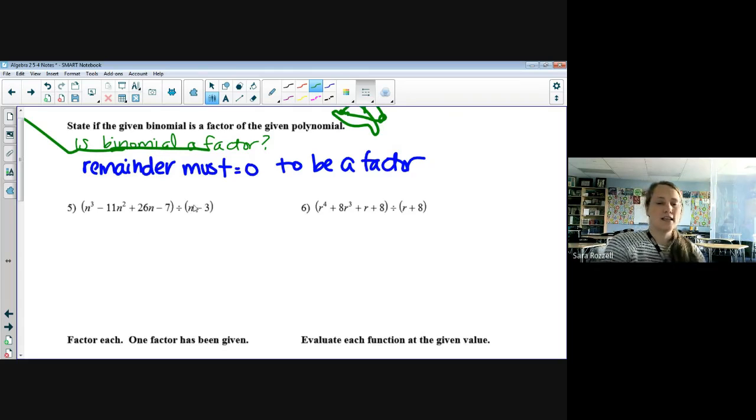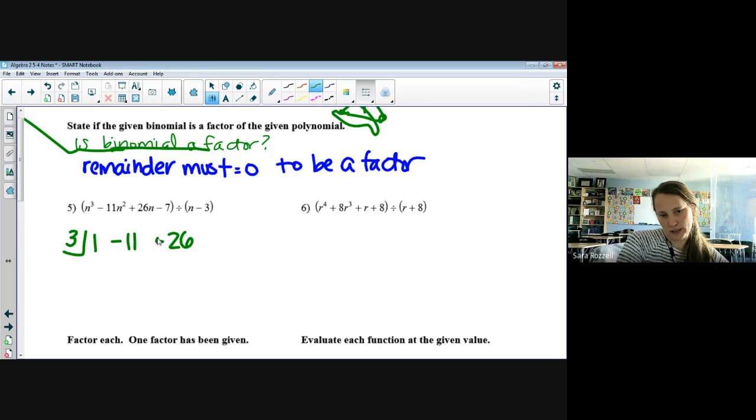So if they say, is n minus 3 a factor of this? We divide and we check and see what the remainder is. So what's going in our box? 3. Do I need any placeholders? 3, 2, 1, nothing. Do I need a placeholder? Nope, I'm good to go. So 1, negative 11, 26. That's a positive 26. Ignore that negative sign. Then negative 7.